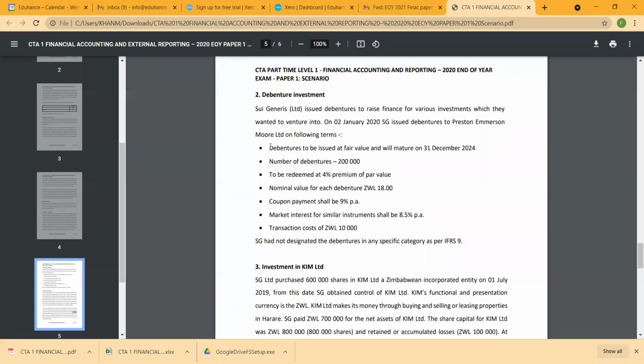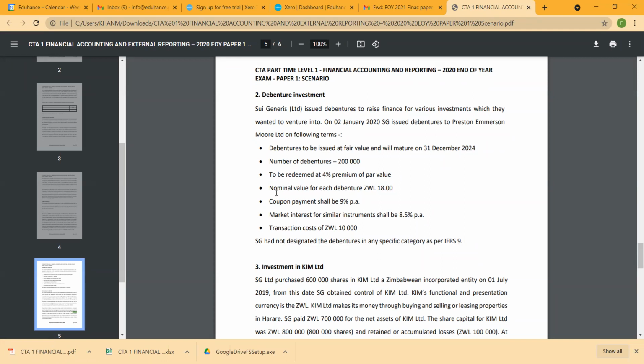So we issue the debentures to be issued at fair value, and they will mature on 31 December 2024. So how many years is this now? 5 years: 2020, 2021, 22, 23, 24. So it's a 5-year debenture period. The number of debentures, 200,000, to be redeemed at a premium of 4% of par. So we'll have to find out what is par value. Nominal value for each debenture is $18.